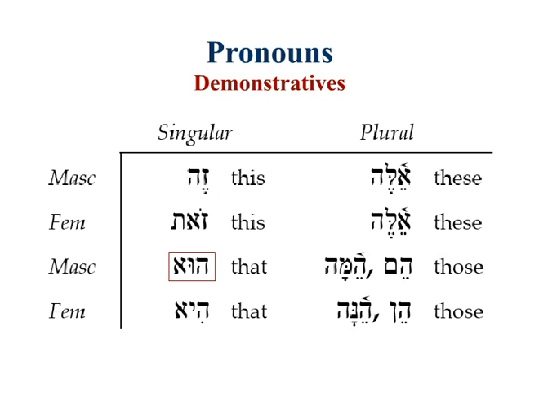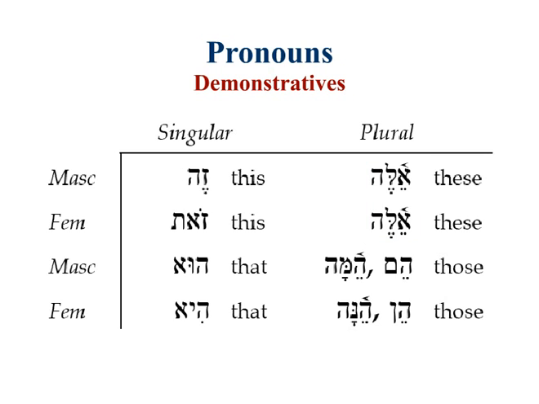The masculine singular form that translates that is pronounced hu, and the feminine singular form that is pronounced he. In the plural column, notice that the form eila is common. That is to say, it is not inflected for gender. Eila is a common plural form which translates these.